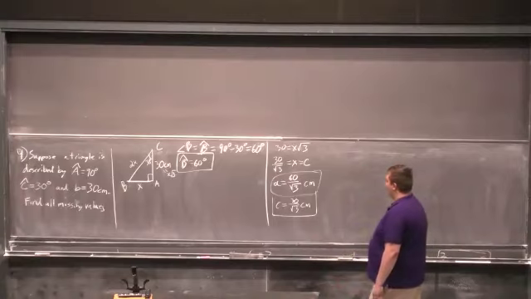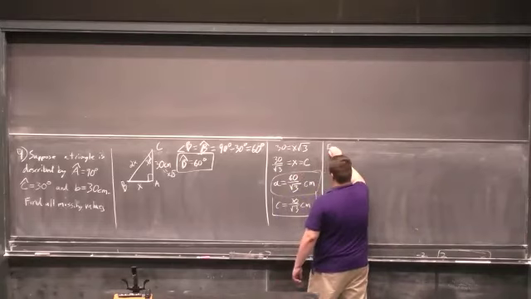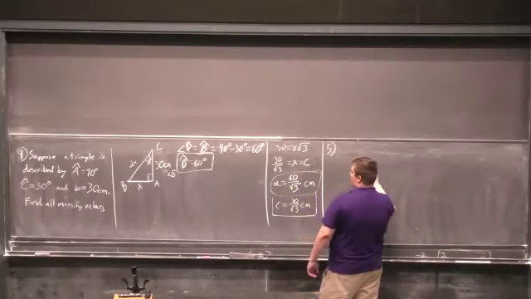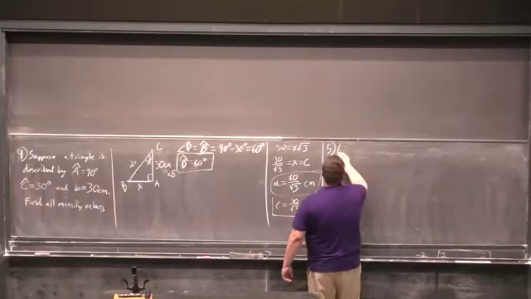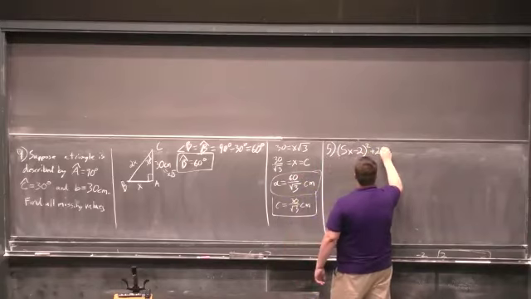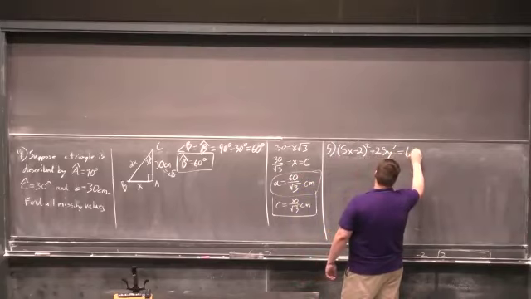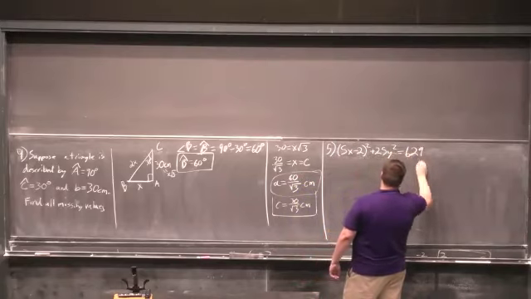Okay. So the last question I want to touch on, 5, is we want to describe the following equation: 5x minus 2 squared plus 25y squared equals 629.